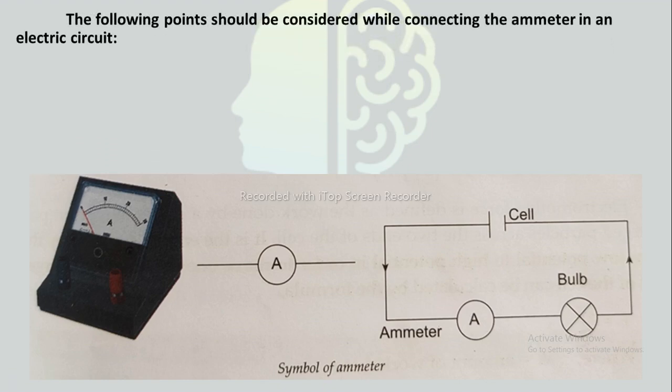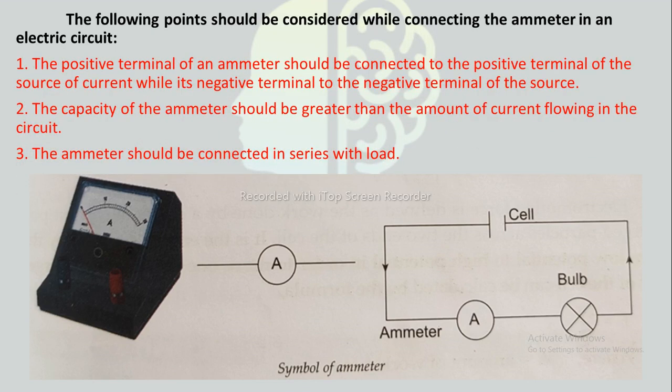The following points should be considered while connecting the ammeter in an electric circuit. The positive terminal of an ammeter should be connected to the negative terminal of the source of current, while its negative terminal to the negative terminal of the source. The positive terminal of an ammeter should be connected to the positive terminal of the source of current, while its negative terminal to the negative terminal of the source. The capacity of the ammeter should be greater than the amount of current flowing in the circuit, and the ammeter should always be connected in series with the load.